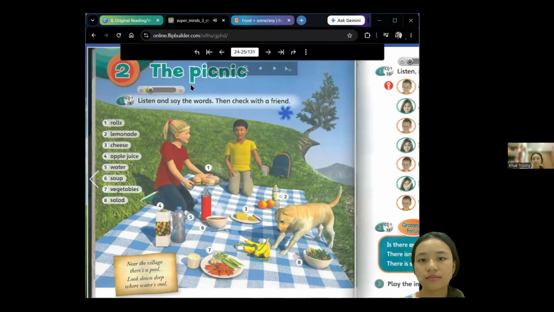Unit 2. The Picnic. Student's Book. Page 22. 1. Listen and say the words. Then check with a friend.